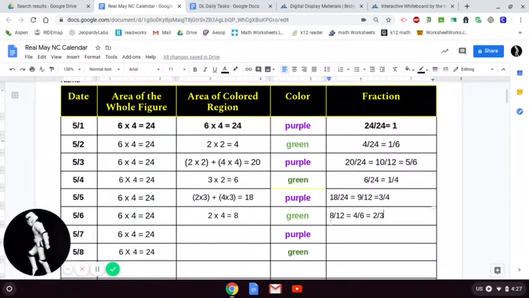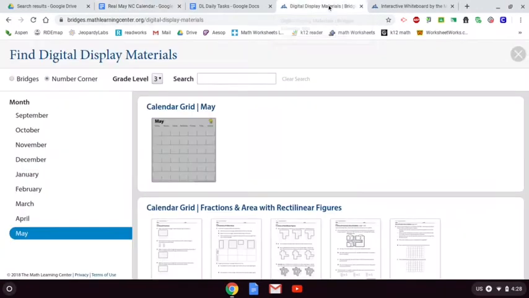I could have simplified 8/12 to its lowest value, 2/3, by dividing it by one number. What number would I divide that by? It would be 4. 8 divided by 4 equals 2. Alternatively, 12 divided by 4 makes 3. 8/12 is equivalent to 2/3 and is also equivalent to 4/6. We simplified it by finding a common factor. Let's look at the next day.